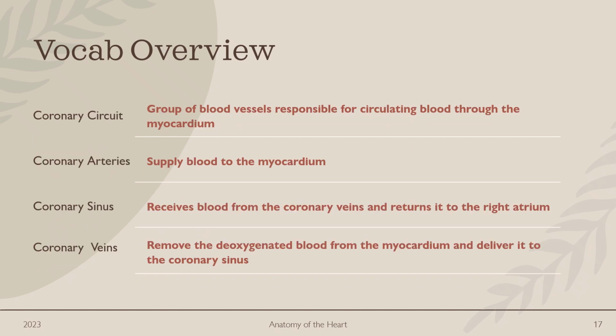The coronary circuit is a group of blood vessels responsible for circulating blood through the myocardium. The coronary arteries supply blood to the myocardium. The coronary sinus receives blood from the coronary veins and returns it to the right atrium, and the coronary veins remove the deoxygenated blood from the myocardium and deliver it to the coronary sinus.